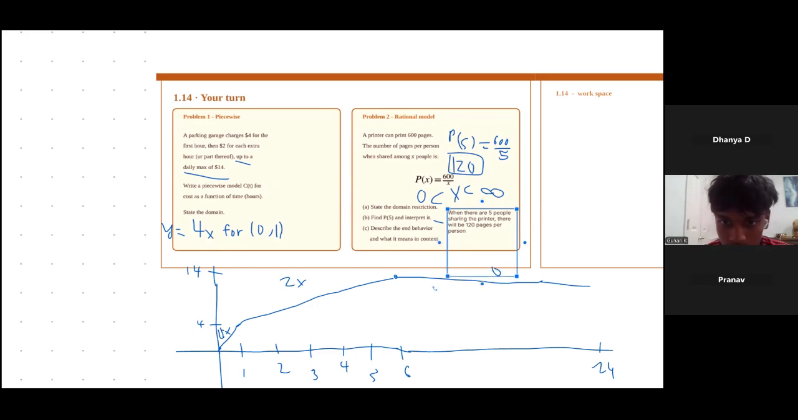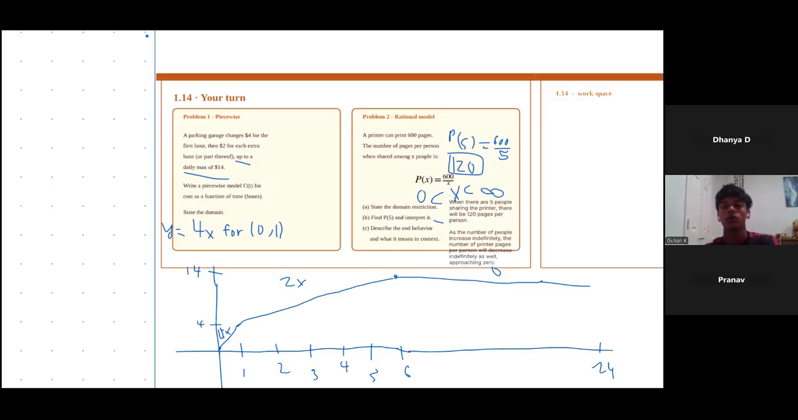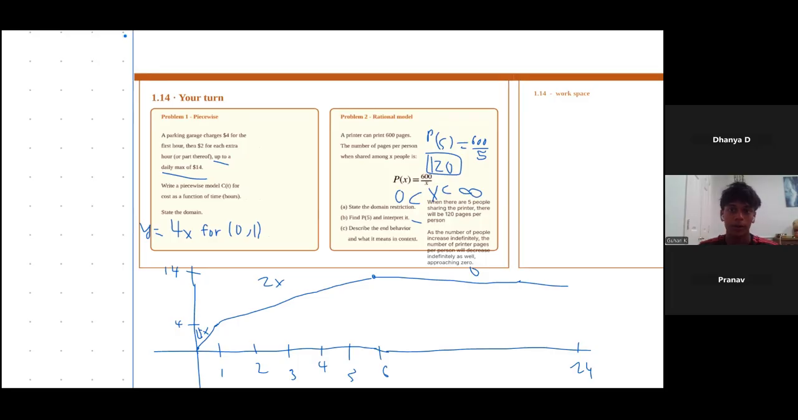So what that actually means, let me move this up so it's not covered. As there are more and more people using the printer, the number of pages shared per person is going to decrease, decrease, decrease, and it's going to keep decreasing, but it can never actually be 0, because even if there was a billion people, there would still be a sliver of paper per person. So it wouldn't actually be 0. It'll approach zero, but it will never actually reach zero.